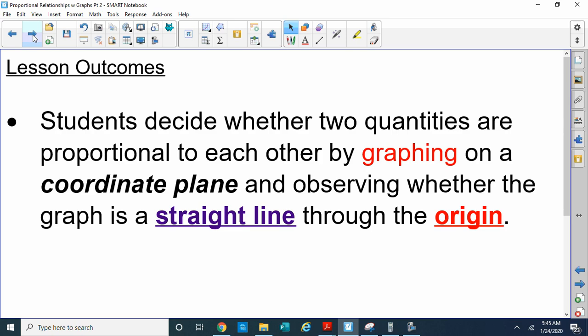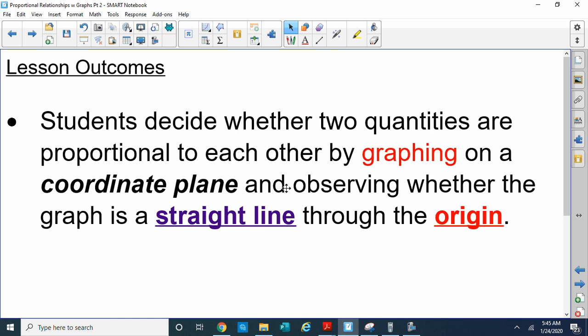Last time, in part one, we talked about how students decide whether two quantities are proportional to each other by graphing on a coordinate plane, observing whether the graph is a straight line. That's important to know because sometimes you will have a straight line when you graph, or sometimes they're not going to be showing you a straight line and you have to figure it out on your own.